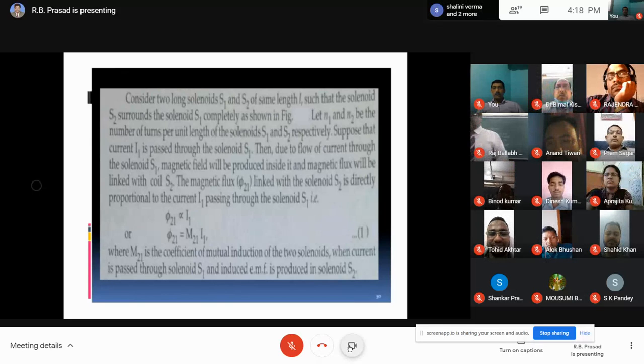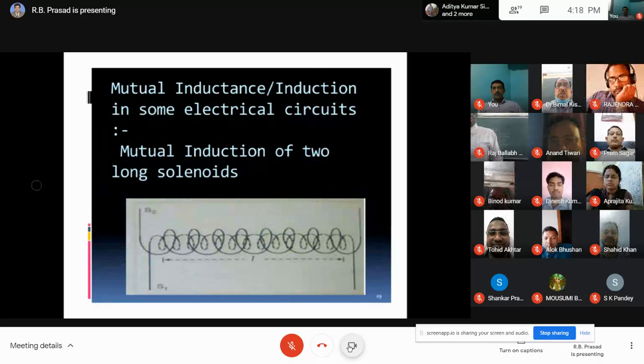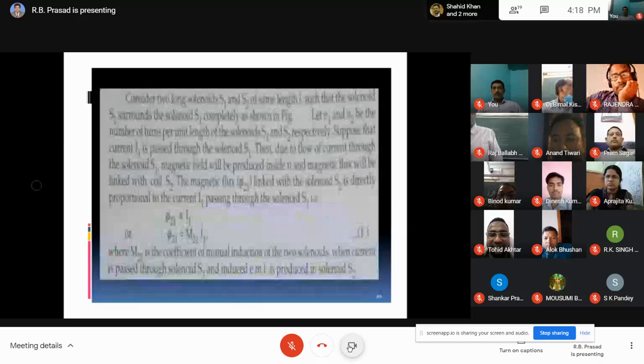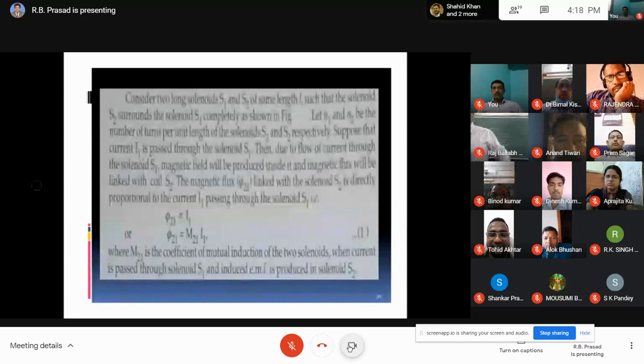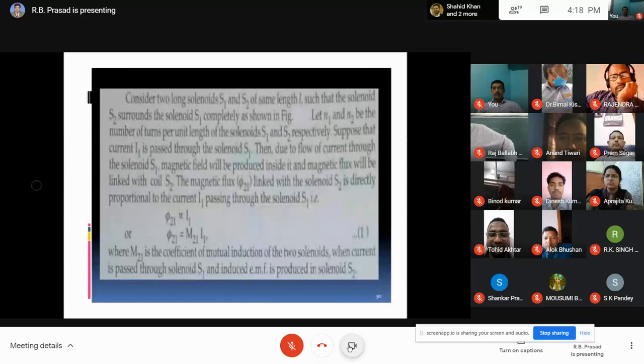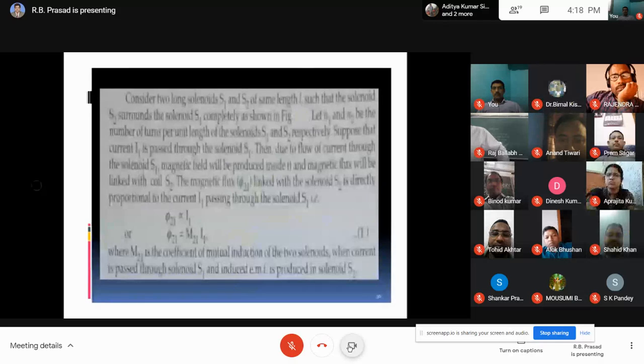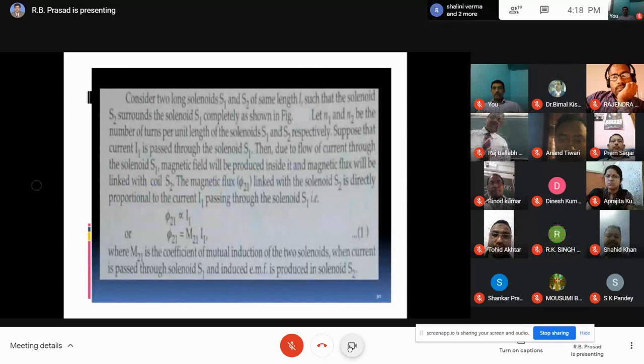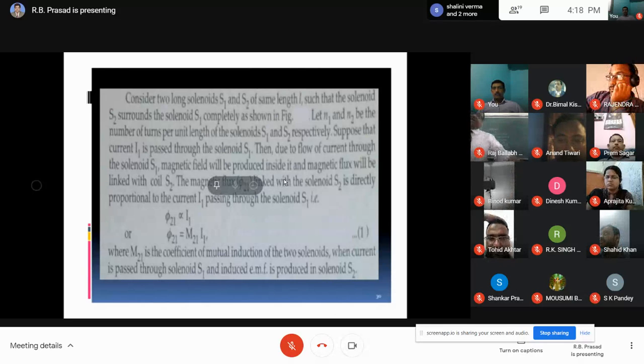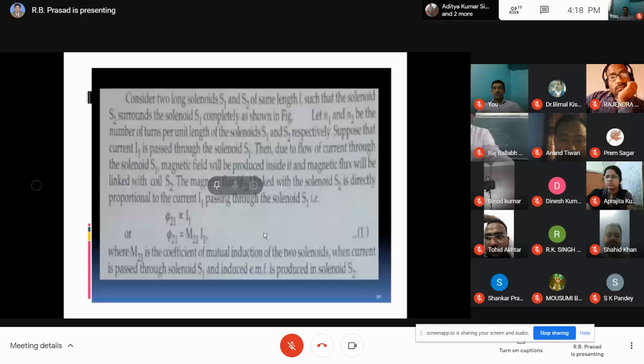So in this figure, S1 and S2 are the two coaxial long solenoids of length L, and everything is given in this slide. So flux phi 21, the flux in the secondary coil due to the primary, is directly proportional to the current flowing through the primary coil. That is why phi 21 is directly proportional to I1.